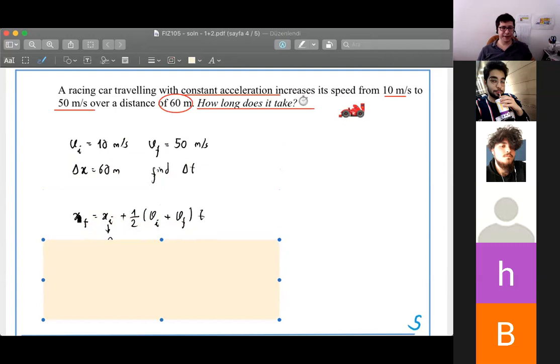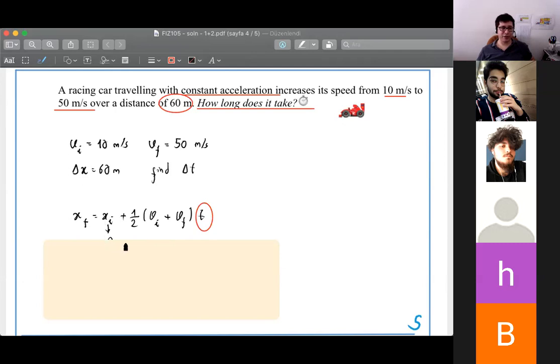See? XF equals XI plus 1/2 (VI plus VF) times T. Why is it the best? Because this formula has no A term. Çünkü ivme terimi içermiyor. Bilmiyorum çünkü ivmeyi de, tamam mı? Ama zaman var içinde. There are also initial and final velocities and positions, okay?